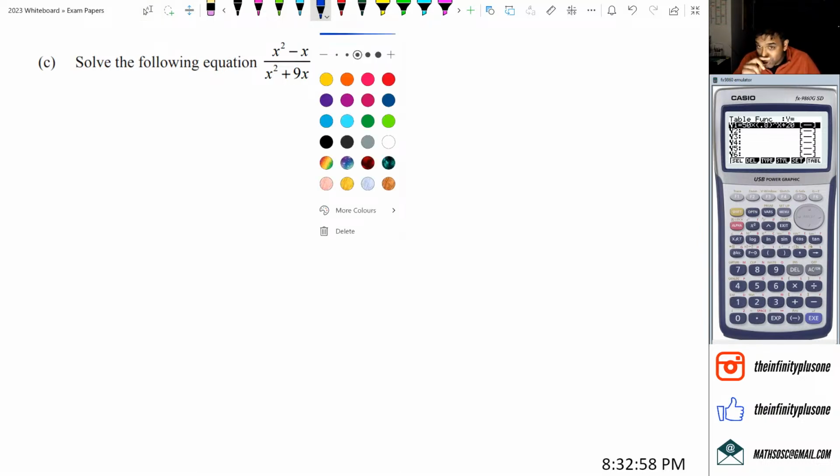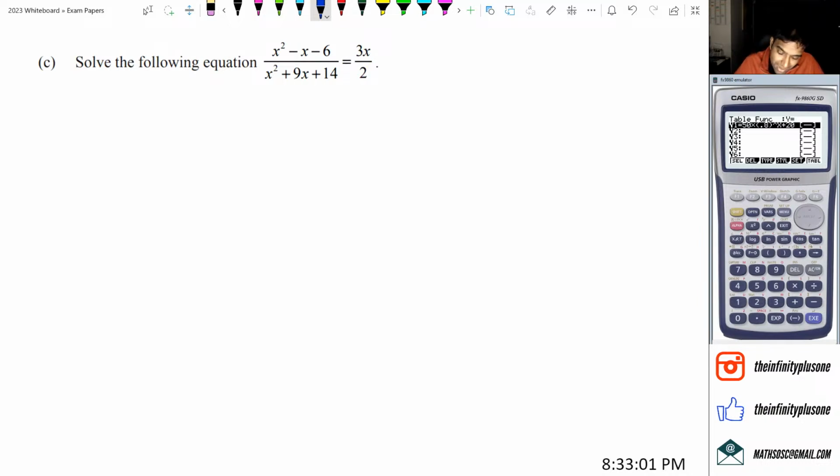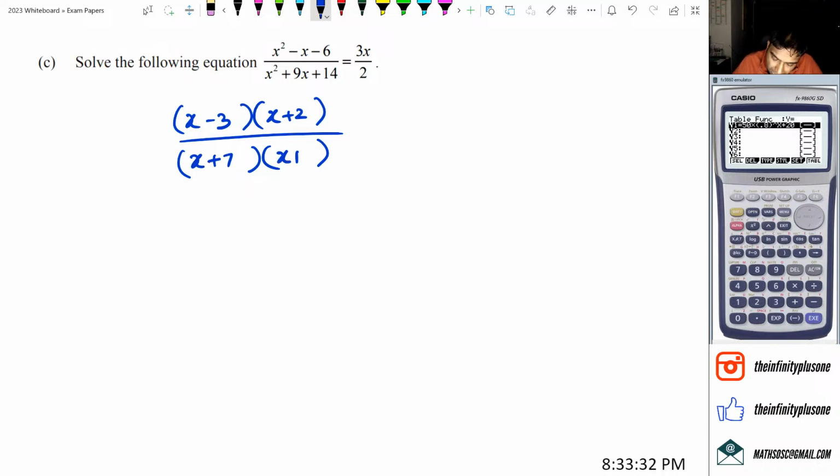Okay, so getting to question 1C. What we've got here, once again, is a double quadratic. A lot of times most people try to cross multiply and make life extremely difficult for themselves. Please don't do that. What we are going to do is factorize the numerator first. Now, x squared minus x minus 6, we can say that this is x minus 3, x plus 2. And then in the denominator, we've got x plus 7 and x plus 2.